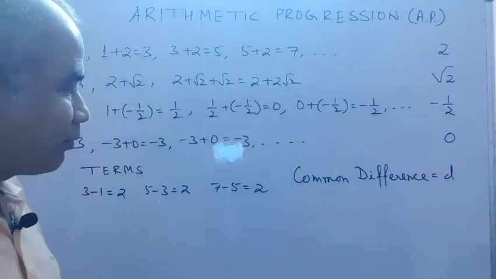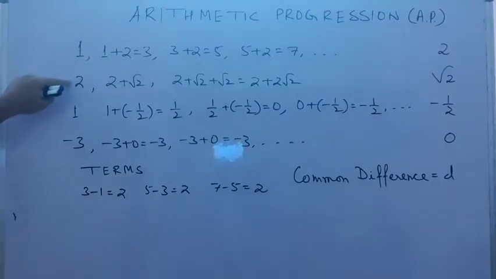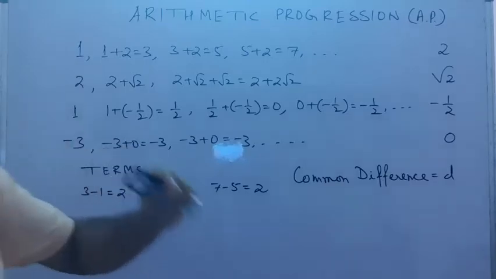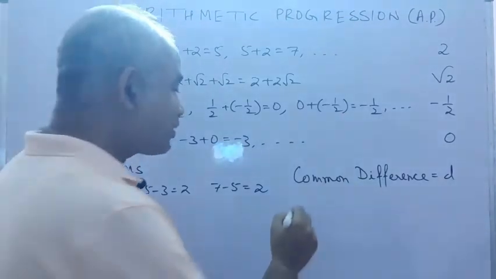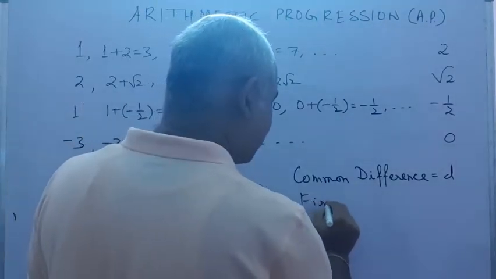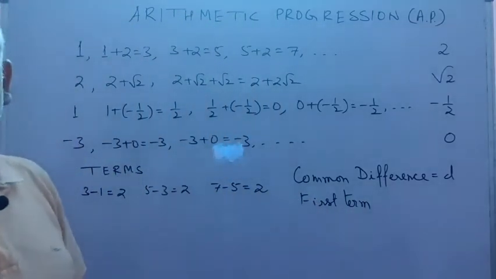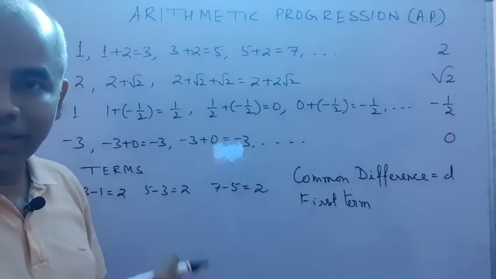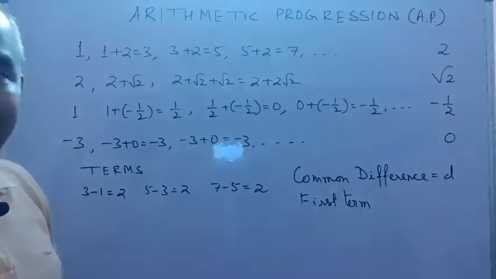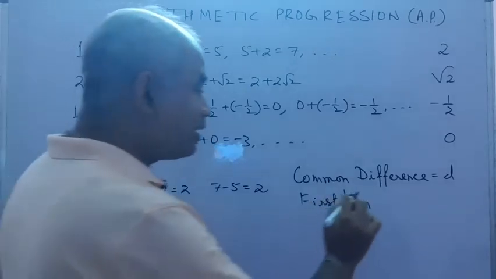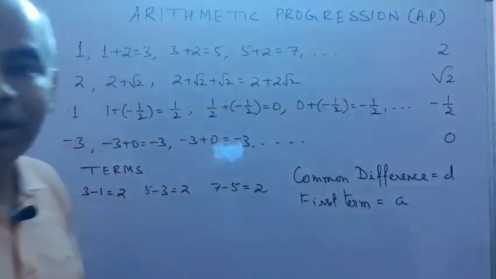And the first number, like here it is 1, here again 1, here it is minus 3. That means the number by which the arithmetic progression starts is called the first term. Of course, the numbers arranged in a sequence are called terms, so whatever the first number, it is the first term. Okay, clear? First term. And as you know the first alphabet is A, it is usually denoted by small a.